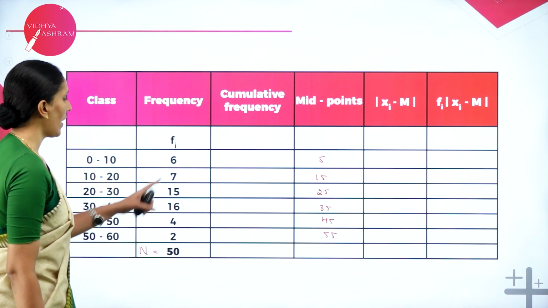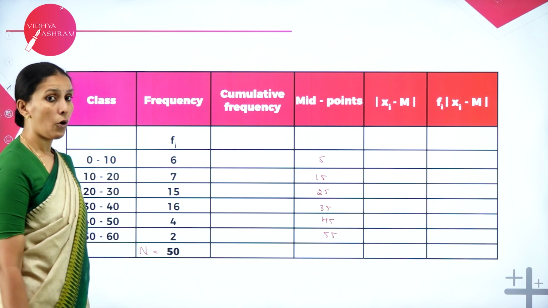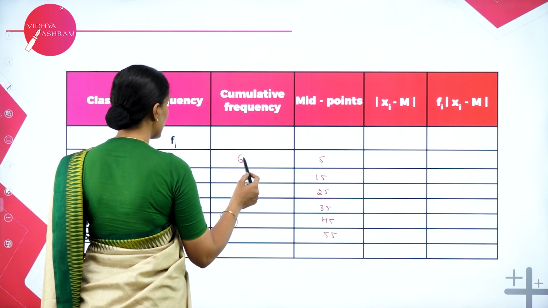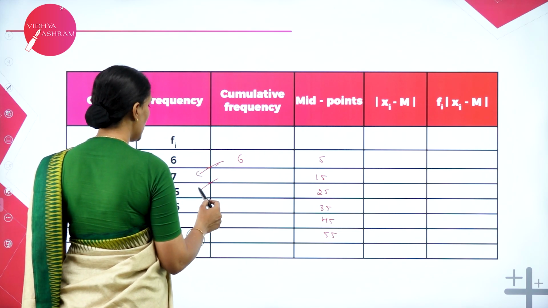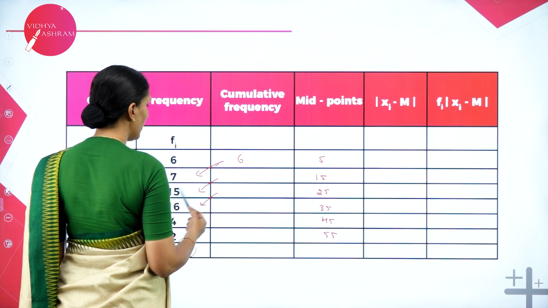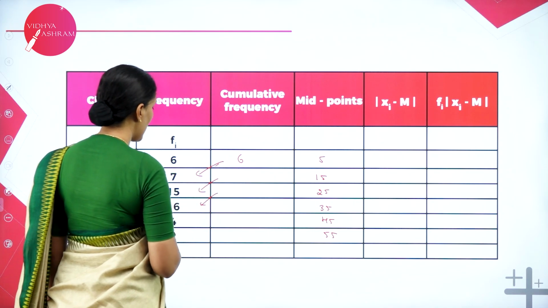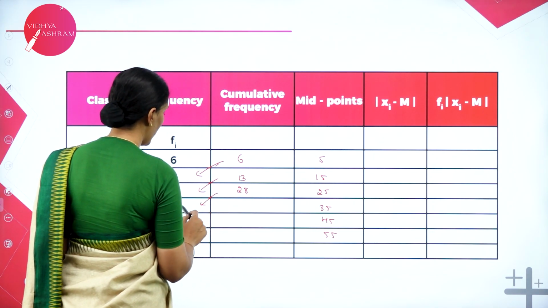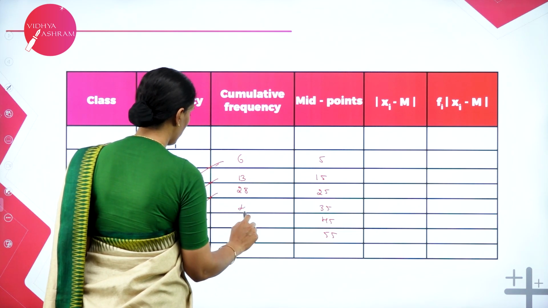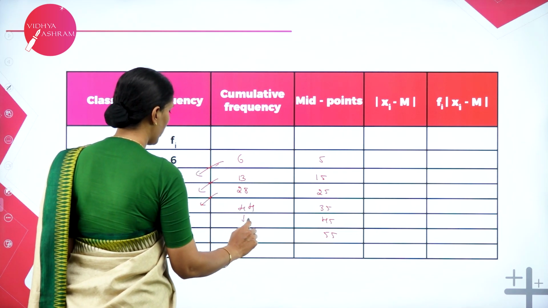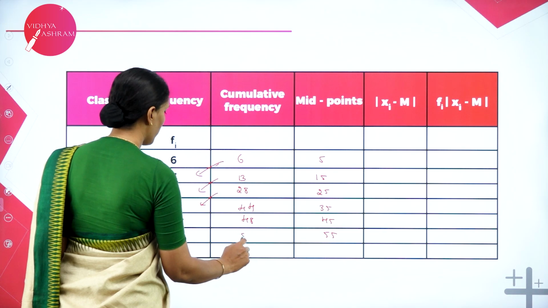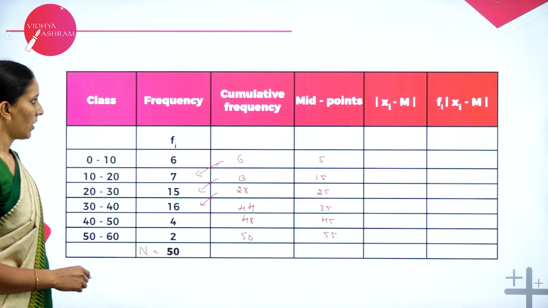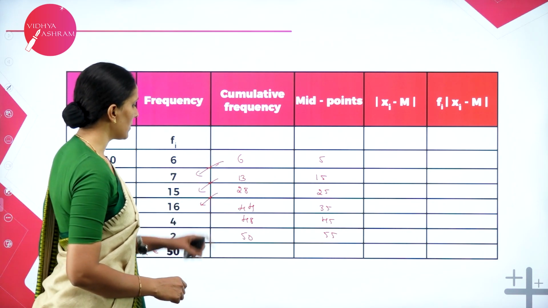So next, write the cumulative frequency. How to write the cumulative frequency here? So first write the frequency as same, then go on adding with the next frequency to get the next row. So 6 plus 7, 13, 13 plus 15, 28, 28 plus 16, 44, 44 plus 4, 48, 48 plus 2, 50. So the last row should be equal to the number of observations. Now we got the cumulative frequency here.